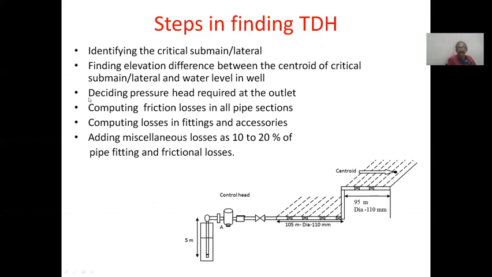So the next step is decide the pressure head required at the outlet, compute the friction losses in all pipe sections and fittings and accessories. Finally, if you want to be safe, you add also a factor of safety around 10 to 20% of pipe fitting and frictional losses as miscellaneous losses. Add everything, and you get finally total dynamic head. So this is how one should find out total dynamic head.